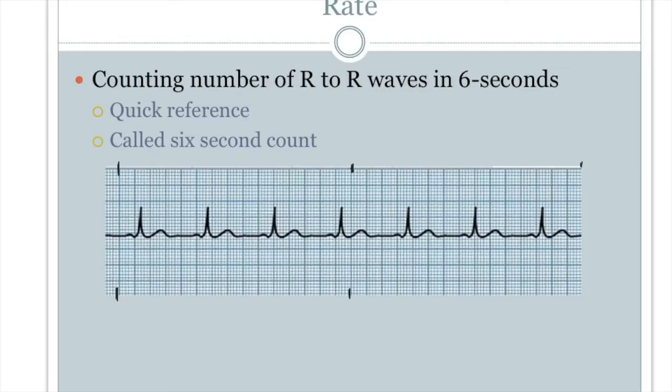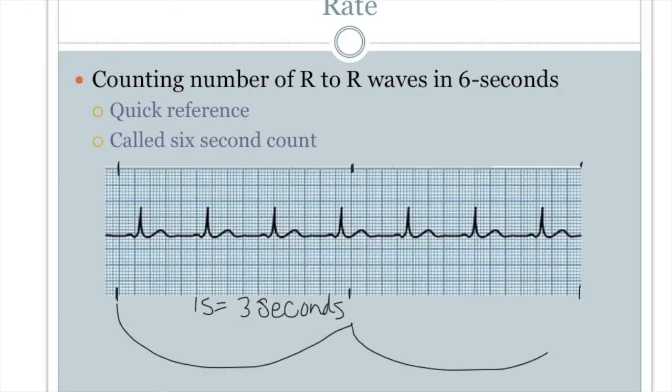Okay, in the first rate calculation, we're going to use the 6-second count method. This is the easiest one to determine. It's a good way to get a quick reference. Now, if you remember from our first presentation, I talked about how each of these small squares, if you have 15 here, is equal to 3 seconds. Okay, 3 seconds. And then 30 of them, which we have here, is equal to 6 seconds.